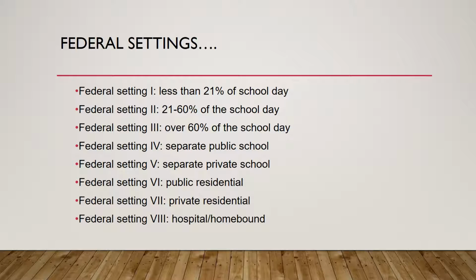It would be a correctional facility of some sort. It would be public, but it is where the student would actually reside and go to school at the same time. Private residential, Federal Setting 7, is going to be more along the lines of drug and rehab settings, potentially for sexual disorders. Those are definitely more rare. And Federal Setting 8 is actually fairly common, so don't always think of the higher the setting, the least common.